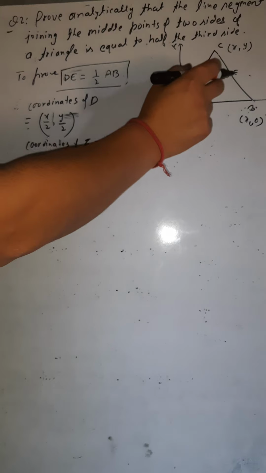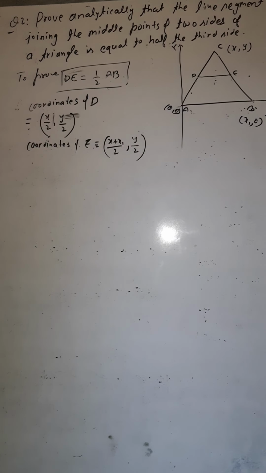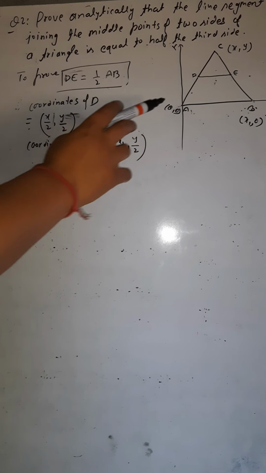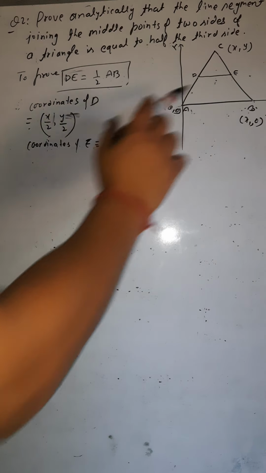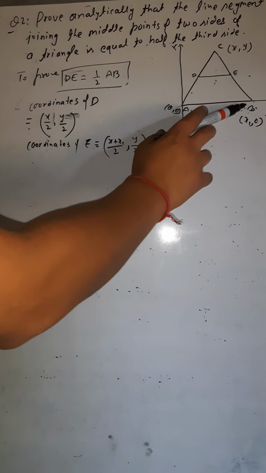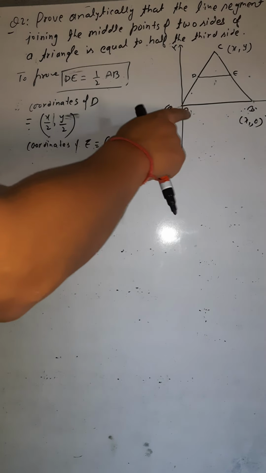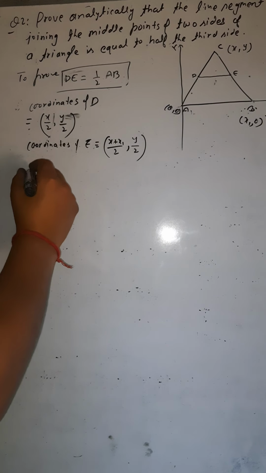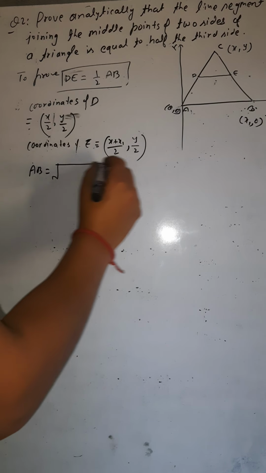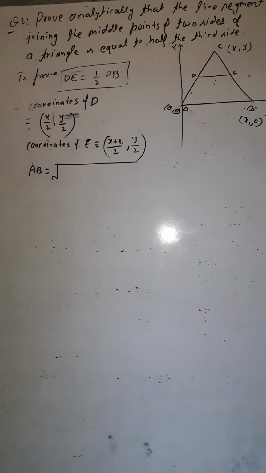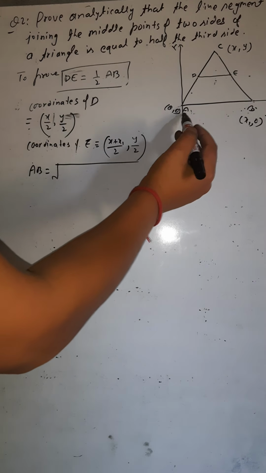So these are the coordinates of E and these are the coordinates of D. Now I have to prove that this length is half of AB. So first I am finding out AB, then I am finding out DE. Okay, let me find out AB using the distance formula. You know how to use the distance formula.